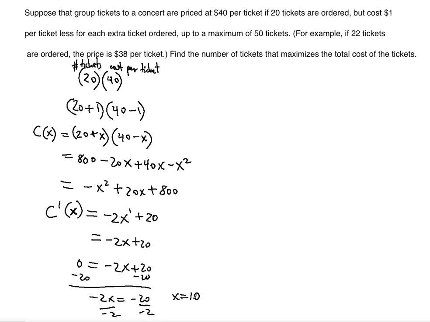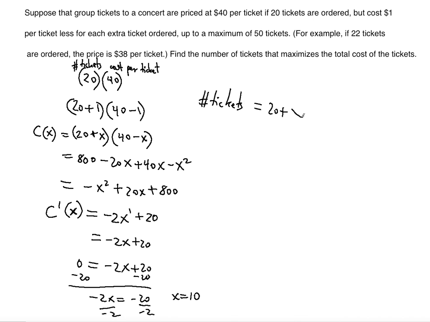Now keep in mind that 10 is not the answer to this problem. Why? Because don't forget that originally the cost function was expressed by the number of tickets multiplying the cost per ticket. So x by itself is not the number of tickets. It's a participant in the number of tickets, because the number of tickets, as we discussed before, was 20 plus x. So let's bring this up again.